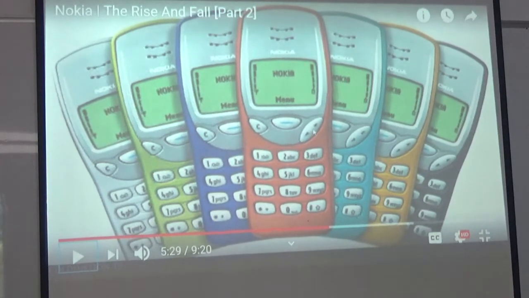If you went into a mobile phone store at this time, all you saw was like 20 different Nokia versions and a few other companies.